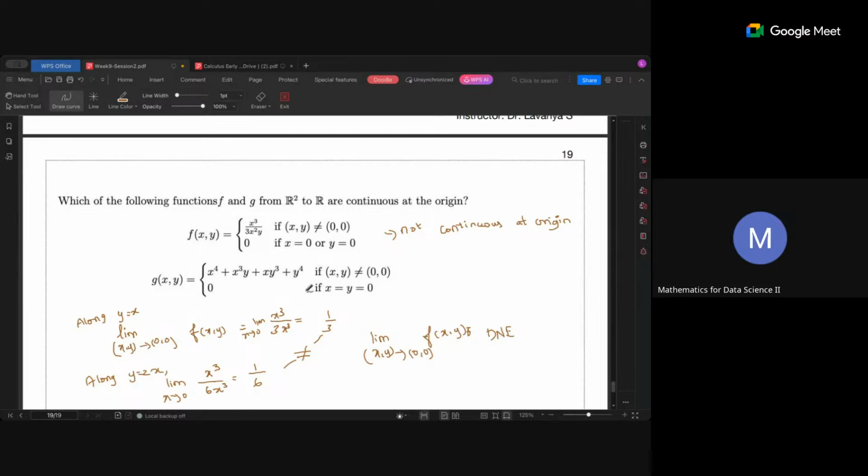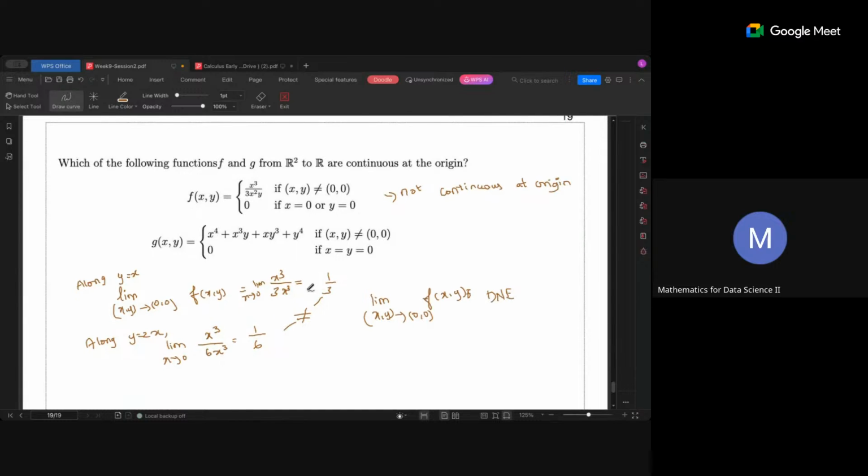What about the second one? Now what is this? Polynomial function and continuous. Polynomial function, so very cleanly you can apply the limit, right? So in this case, is the function continuous at origin or not? When you apply 0, 0, what happens? 0. So is it continuous at origin? Yes, ma'am. So this is continuous at origin.